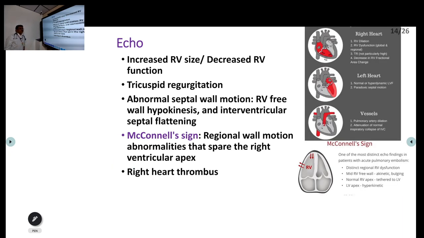Now echo is another important finding, because most of the time you may not see anything in the X-ray, but echo will be very useful in the emergency room. Increased RV size is one of the important findings you get in massive pulmonary embolism, and it is not seen in small pulmonary embolism. McConnell sign, regional wall motion abnormalities that spare the right ventricular apex, you can see here.